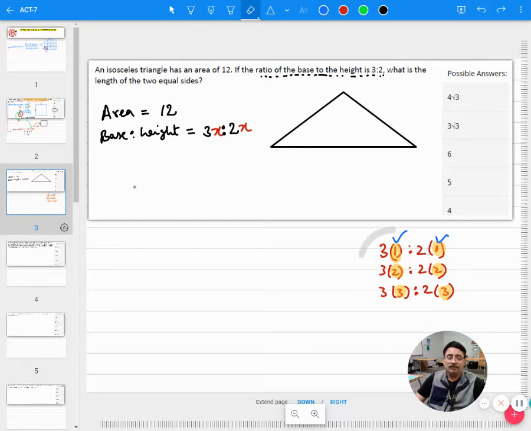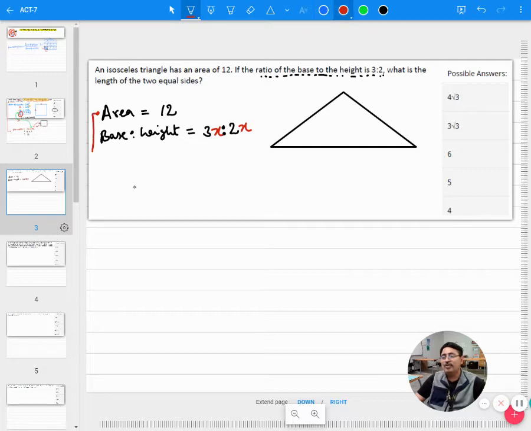Okay. Now, let me clear off these. Now, back to the question. We know that area is given as 12 units. So what is area? Area of a triangle is base times height over 2.